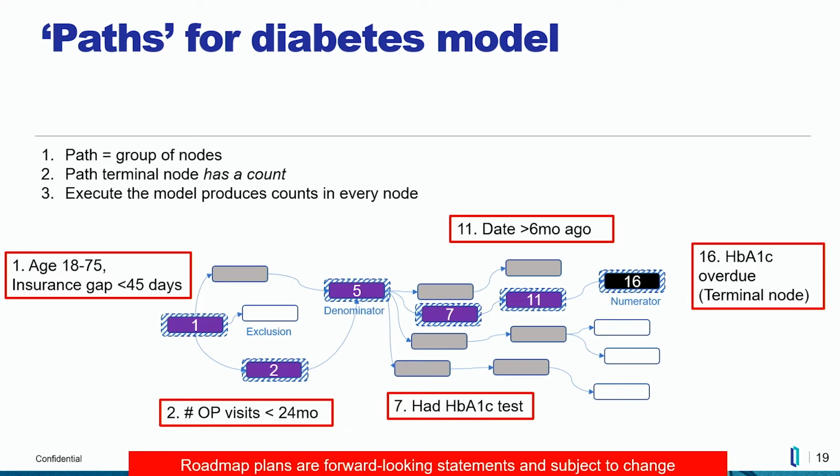So the first node says, are they 18 to 75 with no significant insurance gap? The next one says, have they had the kind of visit history that's important? The next one says, have they had or not had the A1C test, and was it within 6 months, the next node 11? And when you group all those together, the collection of those nodes is called a path, and that's what gives us the information about who's overdue and who's not overdue for a hemoglobin A1C test.